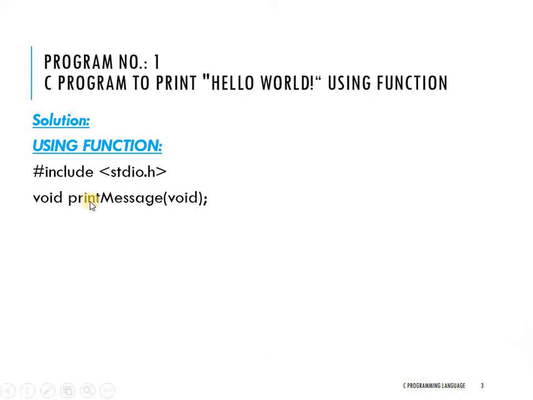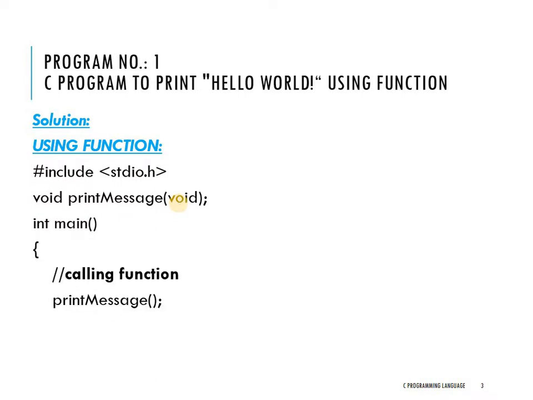Inside the function declaration I have given void, which is a null return type. This is the function name, and we are not passing any argument to this function, so I have given argument void. Inside the main function I have called the function using a function call. Our function name is print message, so the same name we have to use for the function call also, but here I have not passed any argument, so I have given void. So this is the function call.